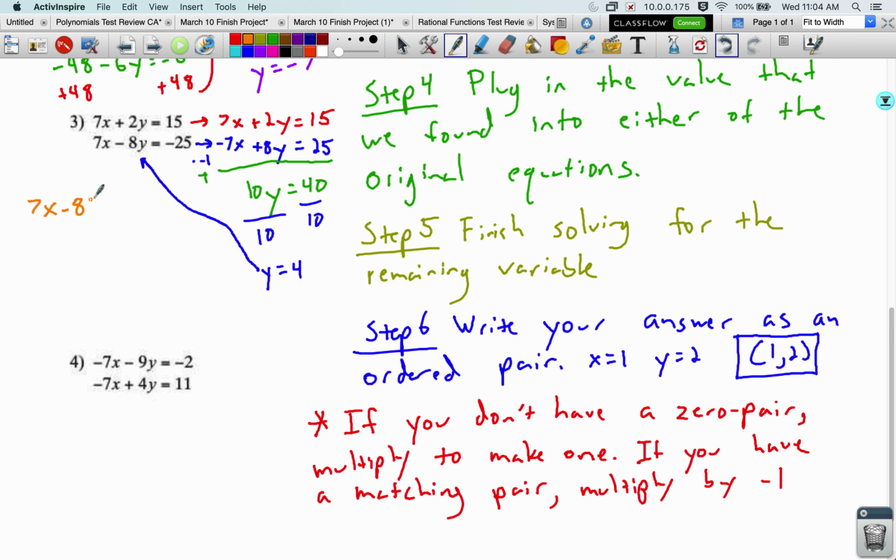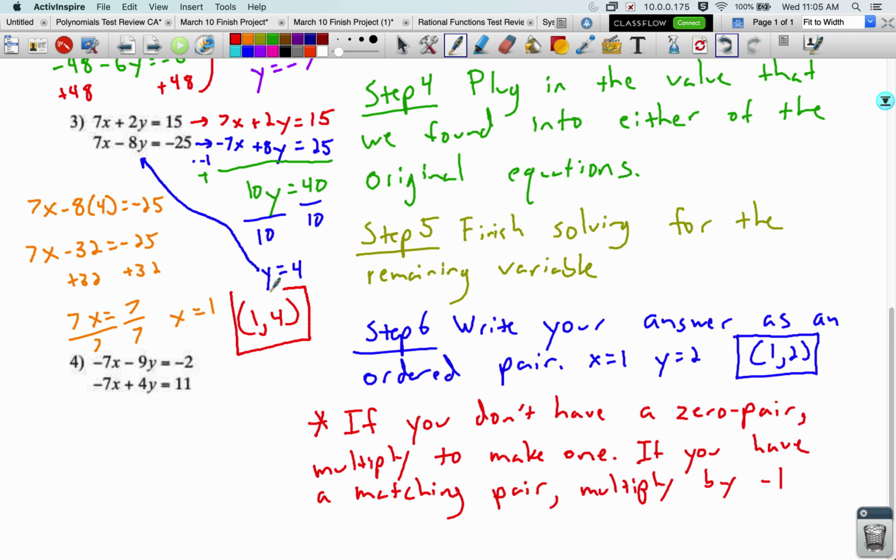7x minus 8 times 4 equals negative 25. 7x minus 32 equals negative 25. Add 32, add 32. 7x equals 7. Divide by 7, divide by 7. x equals 1. Now put those together into an ordered pair: 1 comma 4, always x comma y, and that's what we get to box as our final answer.